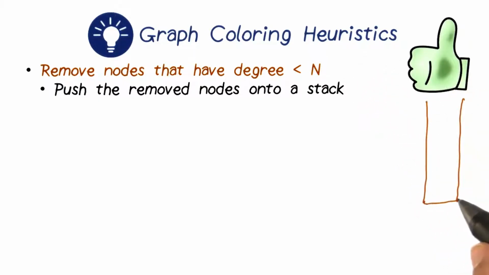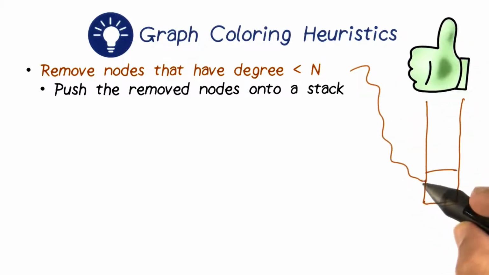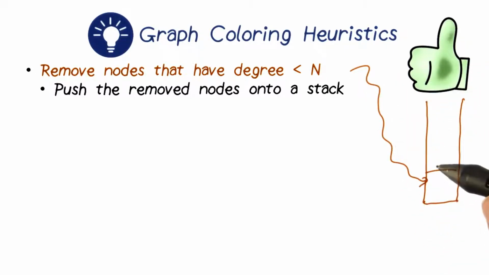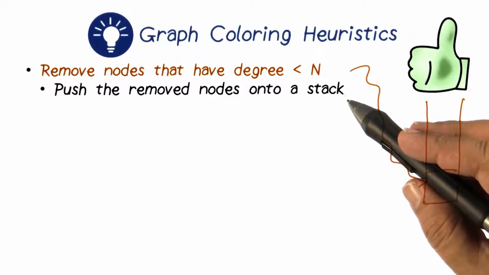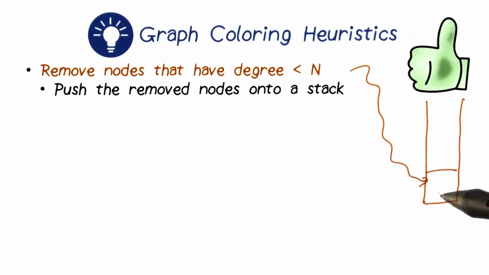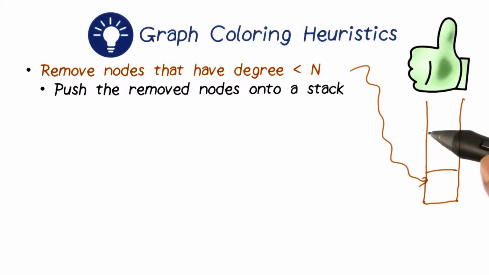So here is how a stack looks, and at the bottom we have all these nodes going over here. Remember, what we are trying to do here is all these definitely colorable nodes that we don't need to worry about, we are putting in the stack at the bottom. And in a minute it will become clear why we are using a stack here.